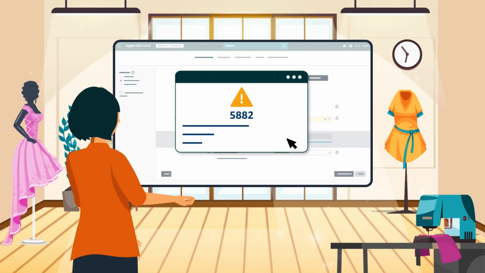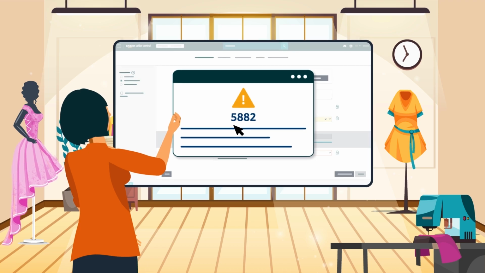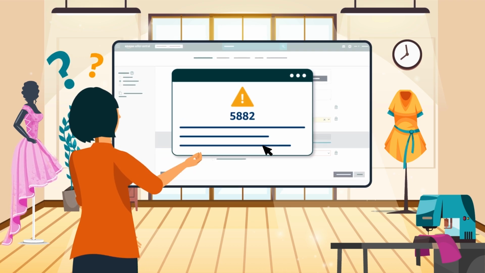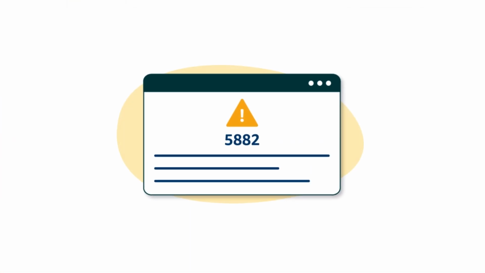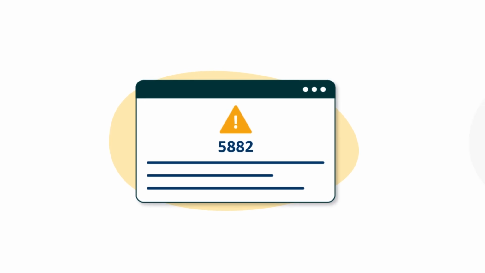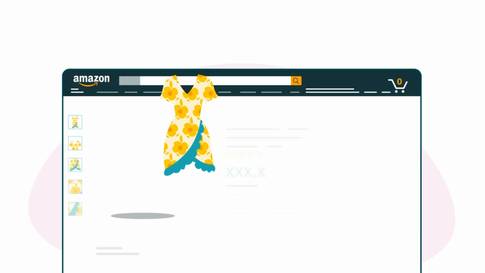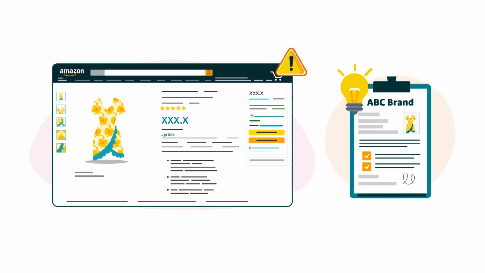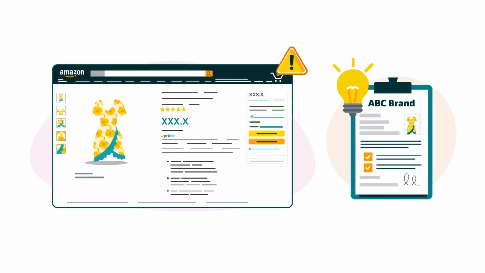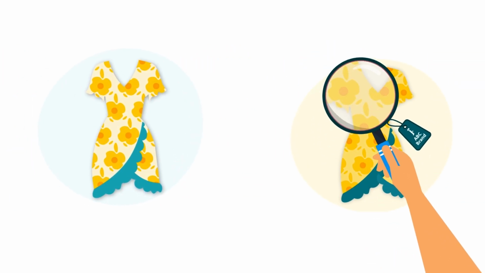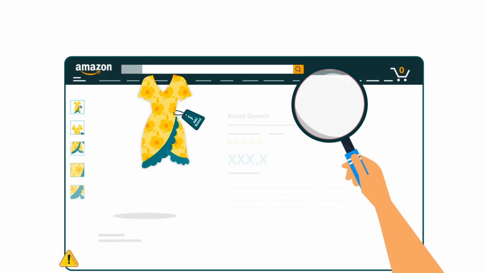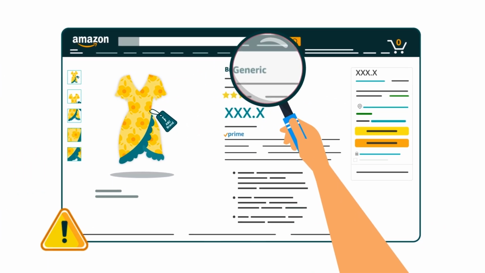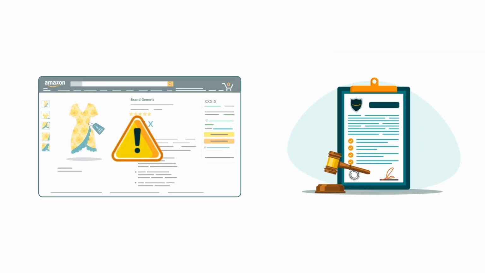Today we'll discuss the Generic Product Policy Error Code 5882 and how to address it. If you receive Error Code 5882, you may be attempting to create a generic product listing that has been flagged as infringing on the intellectual property (IP) of a brand. Using another brand's IP in your generic product listing or listing a branded product as generic violates Amazon's listing policies.